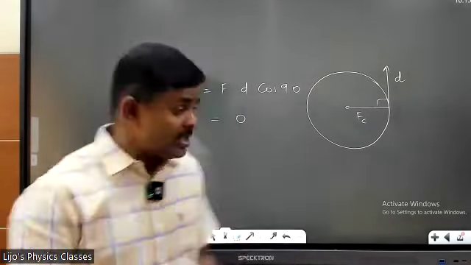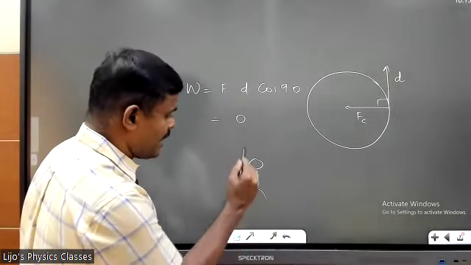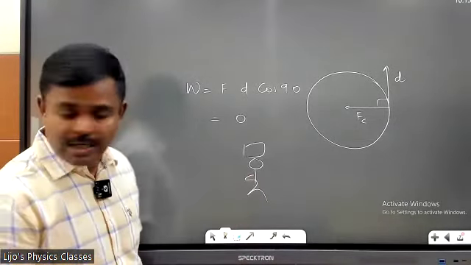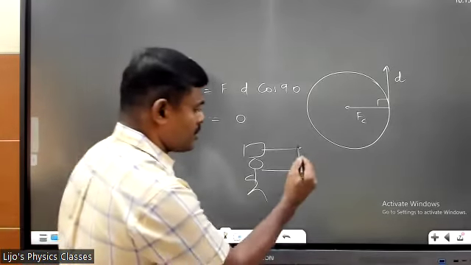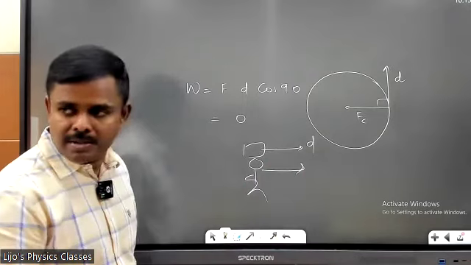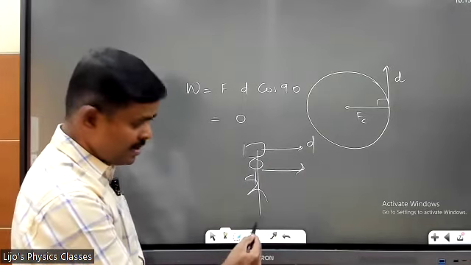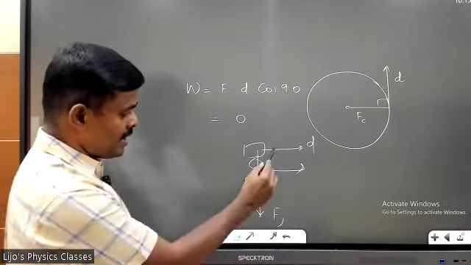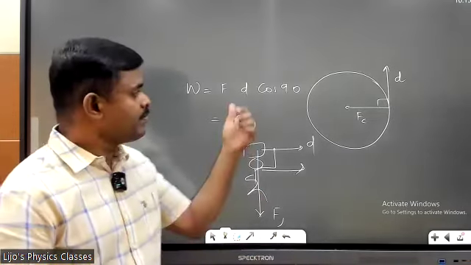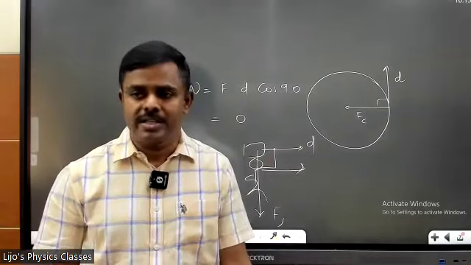All right. Or another situation I can tell you, imagine someone is carrying a suitcase overhead. He walks to the right. When he walks to the right, the body also goes to the right. But where is gravity? Previous question. Gravity is acting down. Angle is 90 degrees. Work will be what? F D cos 90, zero.